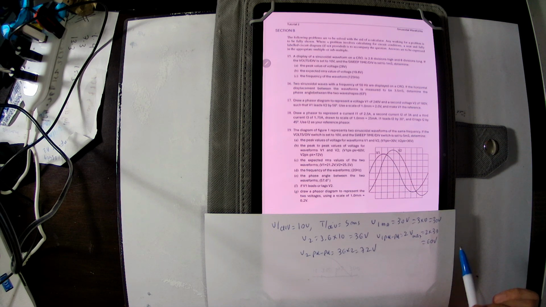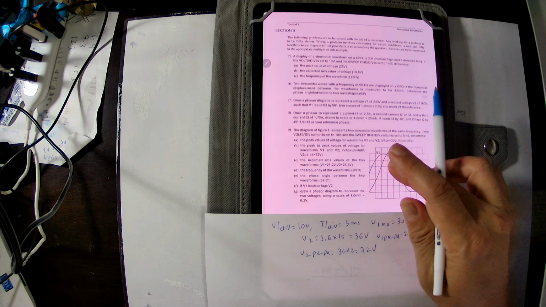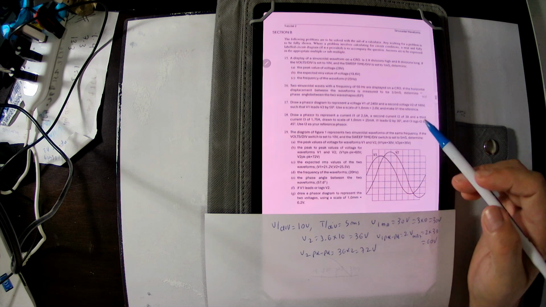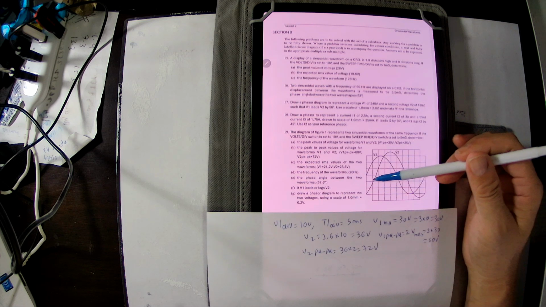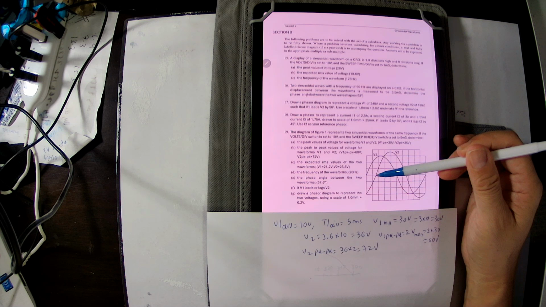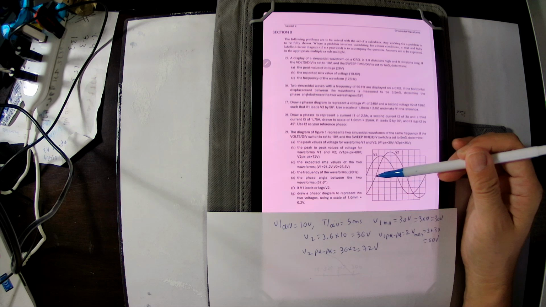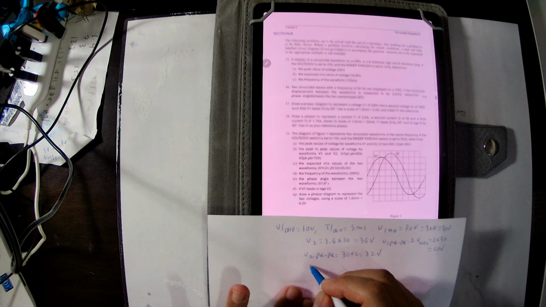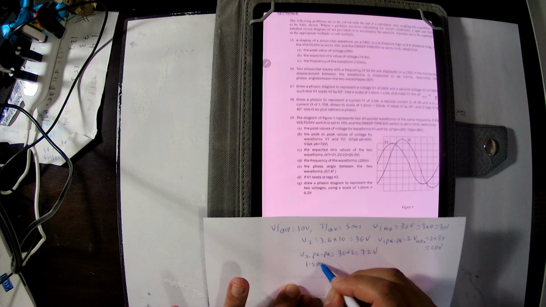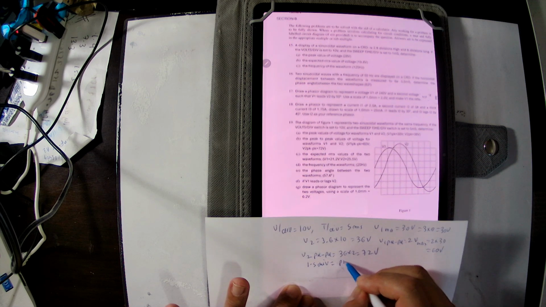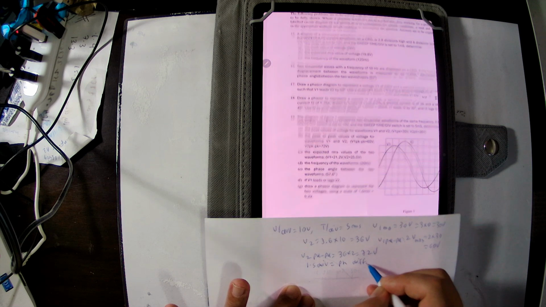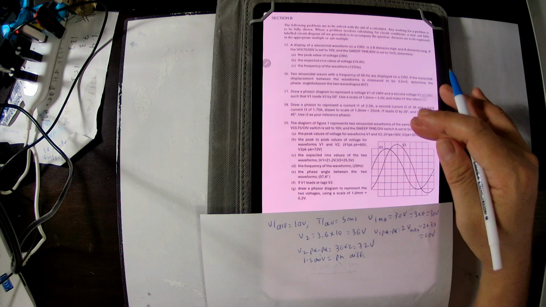Then we also need to calculate how much the phase difference is. You can see the phase difference here: this is 1 division, 1.5 division, because here, starting from V1, this one is 1 division, 1.5 division. 1.5 division is the phase difference. So 1.5 division phase difference.